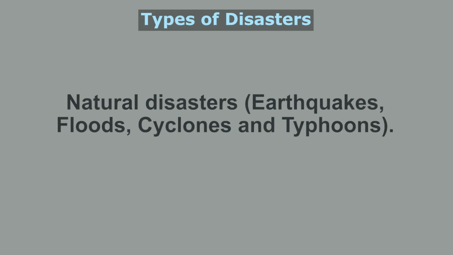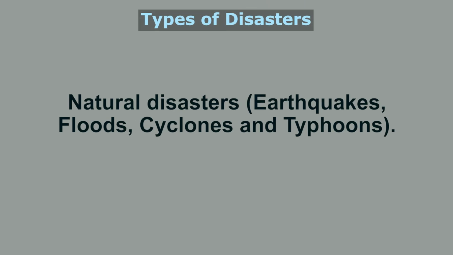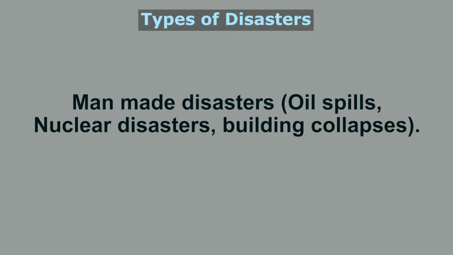There are natural disasters, as I have already mentioned: earthquakes, floods, cyclones, typhoons. Those have to be reported, and basic knowledge about the geographical as well as the climatic conditions has to be known. Man-made disasters like oil spills, nuclear disasters, building collapses are also important, and the reporter has to keep in mind the ways in which these kinds of disasters happen.